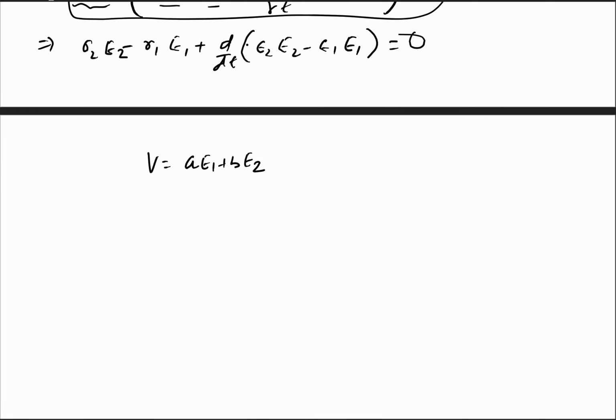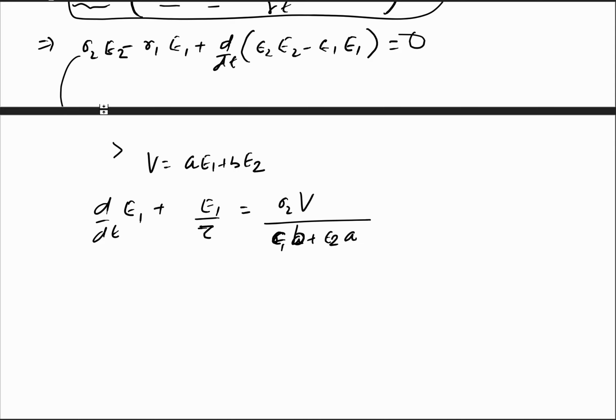Now using the equation V is equal to A E1 plus B E2, we can obtain a simple differential equation from this previous equation, in terms of E1 only: d by dt of E1 plus E1 over some time constant is equal to sigma 2 V over sigma 1, epsilon 1 A plus epsilon 2 A and B. I have already solved it, and I can convert this equation using this.